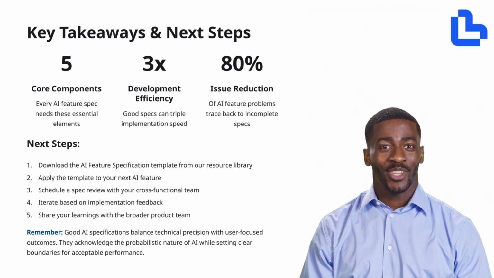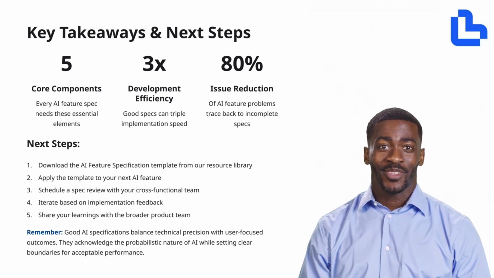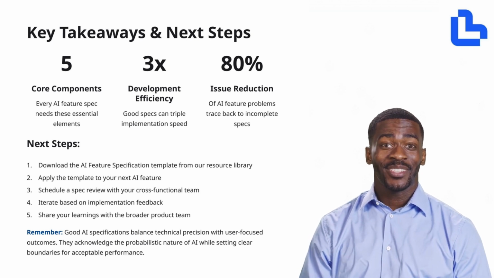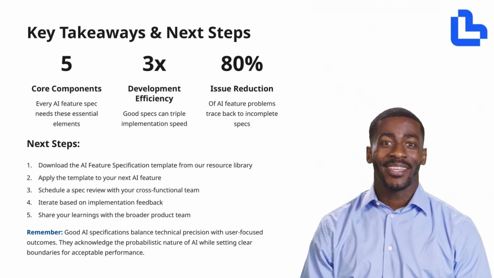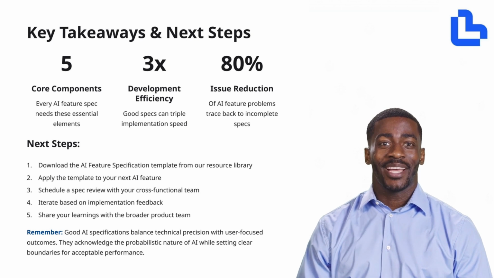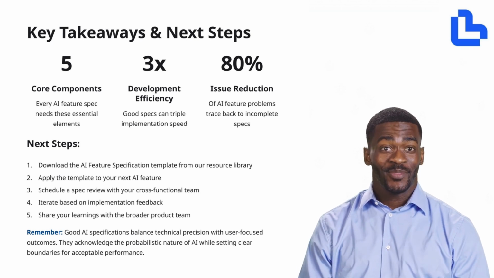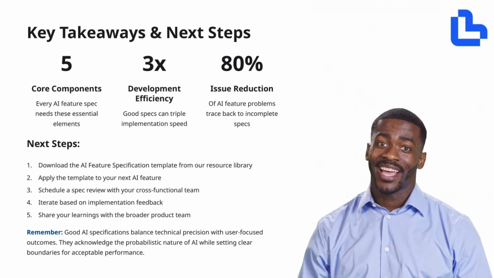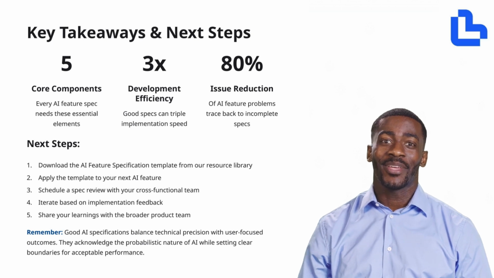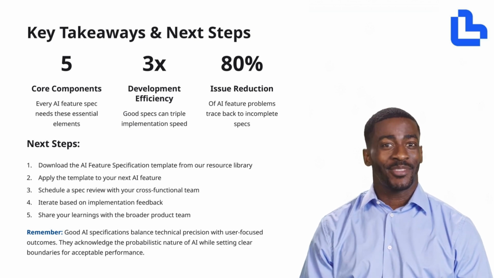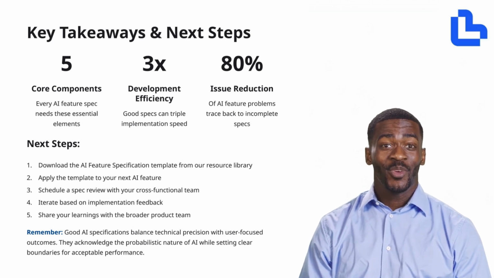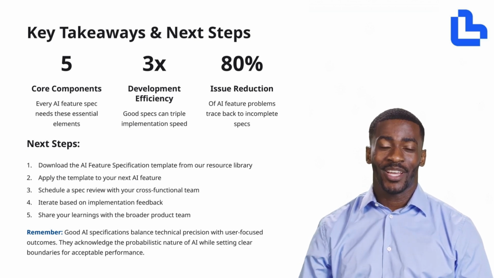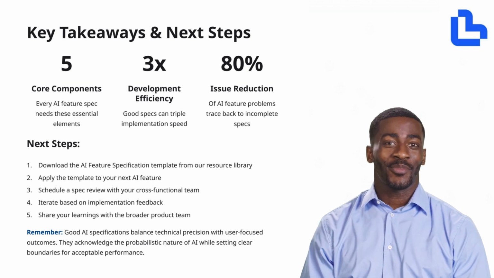These aren't just theoretical, they're practical tools for building AI features that are clear, testable, and aligned with user needs. Second, consider the impact of good specs on your development process. Teams that use well-defined AI specifications report up to 3x faster implementation. That's because clear specs reduce ambiguity, prevent rework, and foster better collaboration across disciplines.